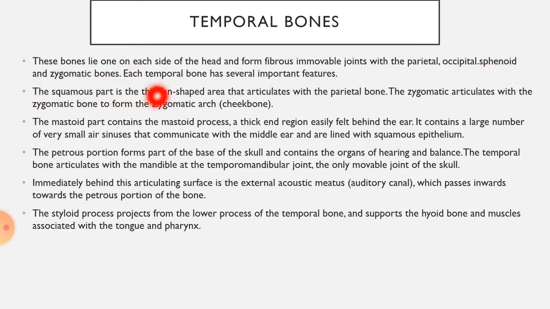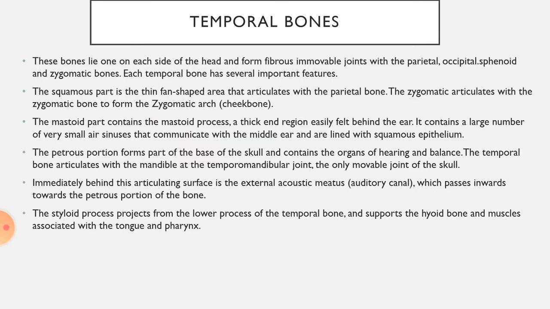The squamous part is a thin fan-shaped area of the temporal bone that articulates with the parietal bone. The zygomatic process articulates with the zygomatic bone to form the zygomatic arch, which is the cheekbone. The zygomatic process will articulate with the temporal bone as well.